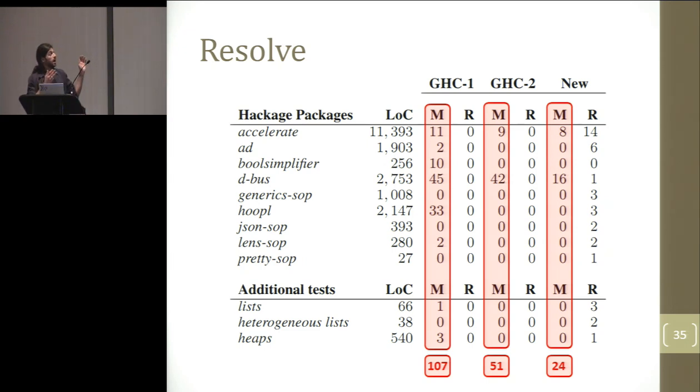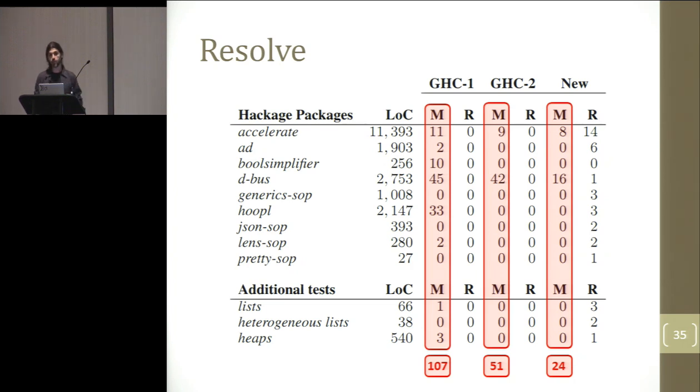So I named here GHC1, GHC without these patches, GHC2, GHC with these patches, which is the current head, and new, our implementation. As you can see, these patches were quite effective. They managed to reduce the warnings in half. M represents the false warnings about missing cases, that is, false non-exhaustive warnings we got. So the patches managed to reduce them to half, and we managed to do the same.